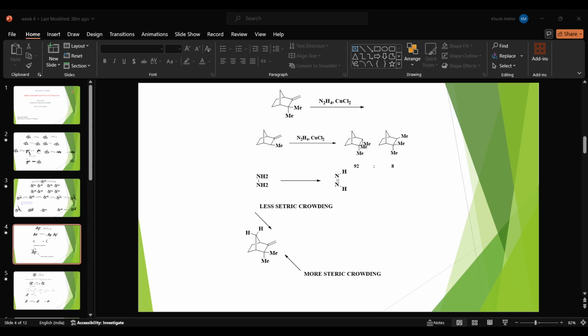How will it transfer? This one is nitrogen and this one is nitrogen. This one is hydrogen, and this one is hydrogen. If you have an alkene, then it will react like that, and nitrogen gas will be evolved. This is what we call a six-membered transition state. If you don't have this N=N bond, then there is no chance of the attack happening. That's what copper chloride does: it removes hydrogen and forms the diimide, and only then will your reaction happen.